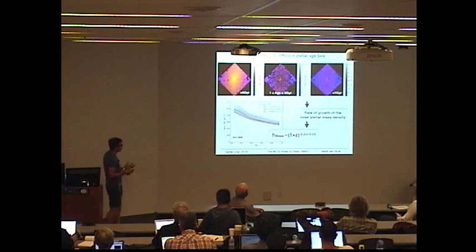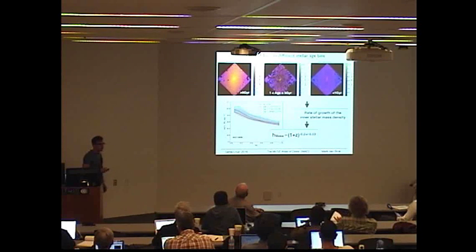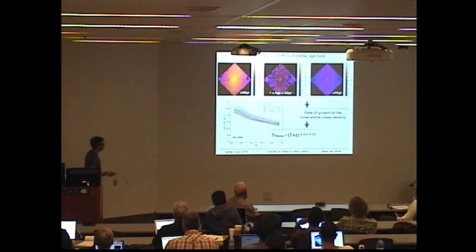By doing some kind of bulge disk decomposition, we try to infer the scale length of the disk component of this galaxy. And if you do that for this particular galaxy, so you measure what is the scale length of this thing, you find that it is almost independent of redshift.